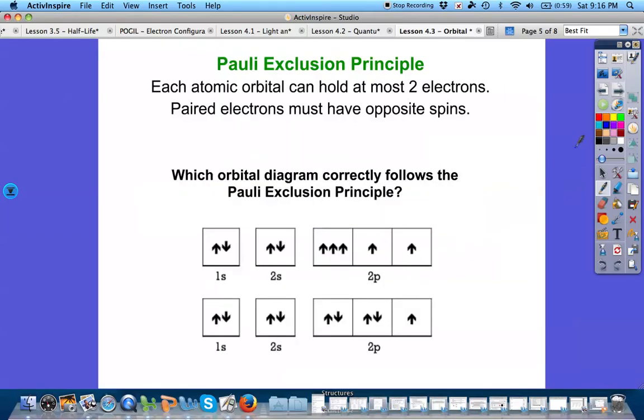The Pauli exclusion principle says that the atomic orbital can hold at most 2 electrons. And when there's 2 electrons, they're considered to be paired, and they must have opposite spins, which means that the arrows are going to go in opposite directions.